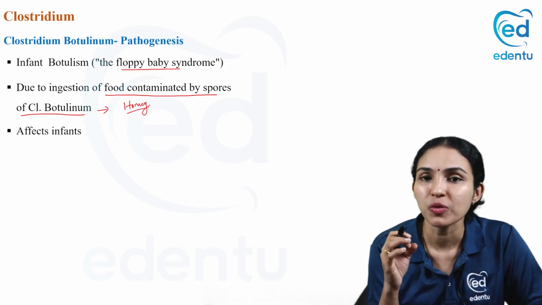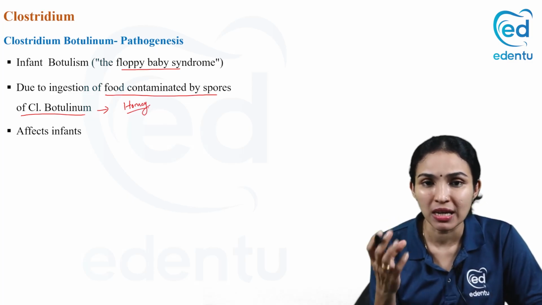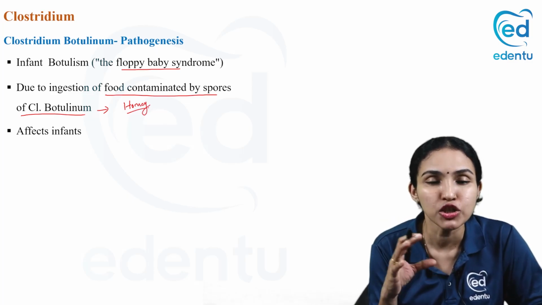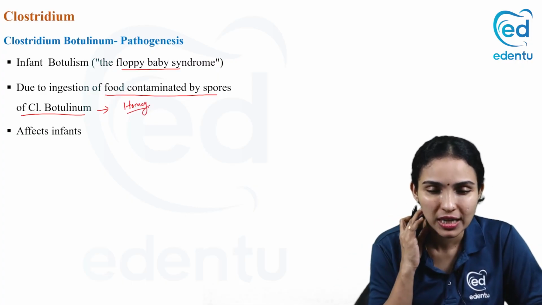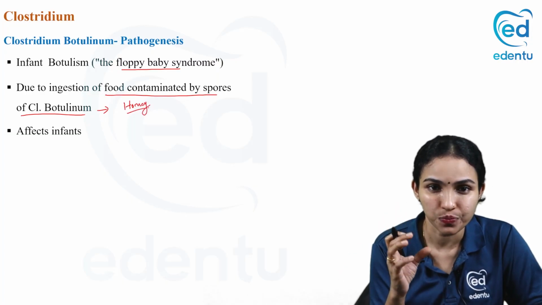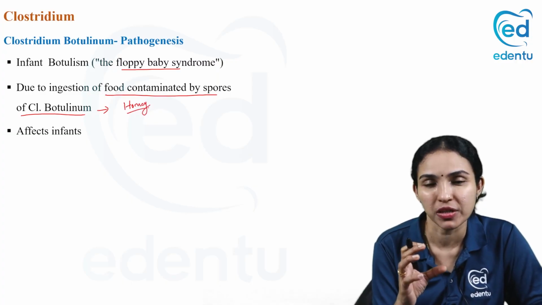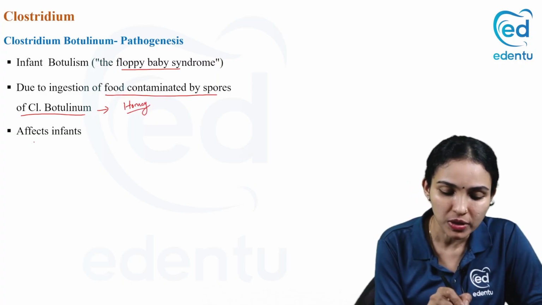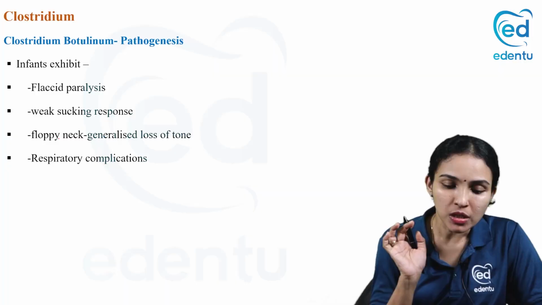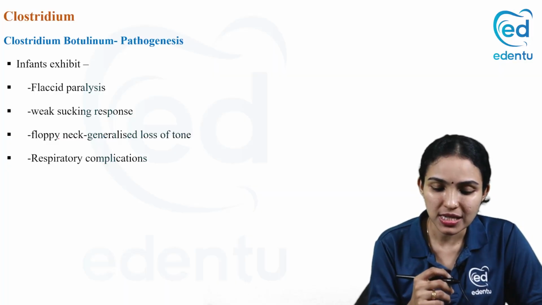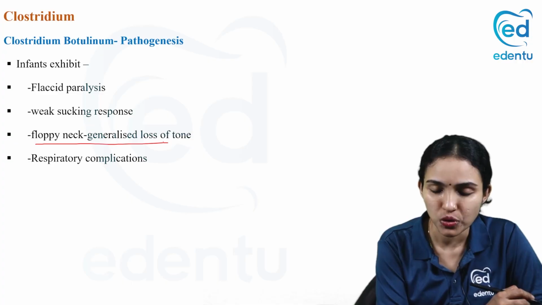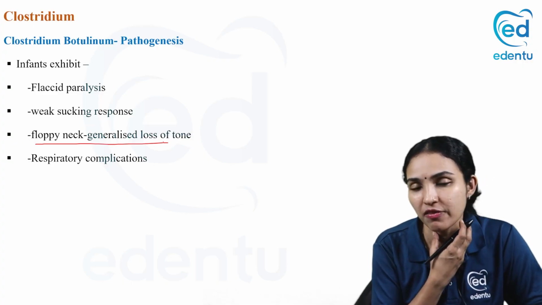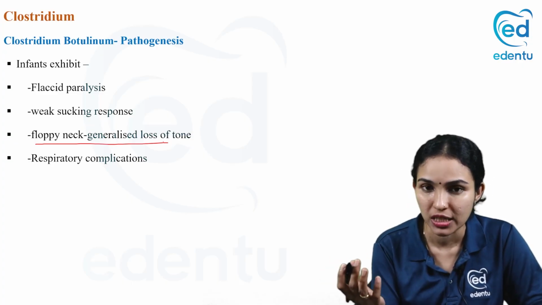You call it floppy baby syndrome because there will be paralysis and the child's muscle tone will be very low, and that's why it's called floppy baby. The neck will be paralyzed, with a very floppy appearance. That is why it's called floppy baby syndrome, and it affects infants. They exhibit flaccid paralysis, that is floppy neck, due to the generalized loss of tone. Initially, the neck muscles lose tone, then it progresses to all the other muscles.